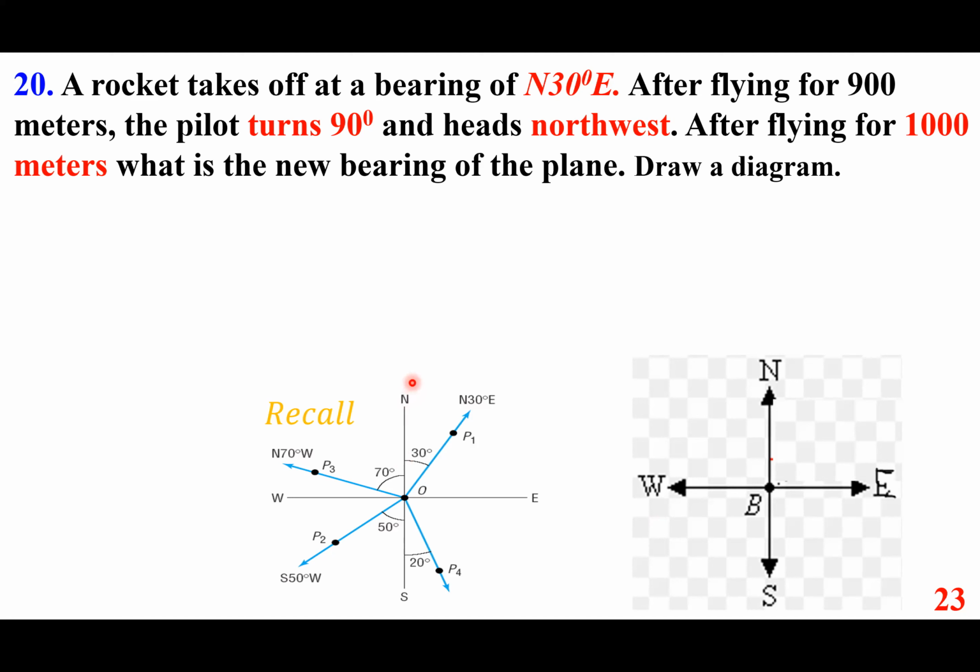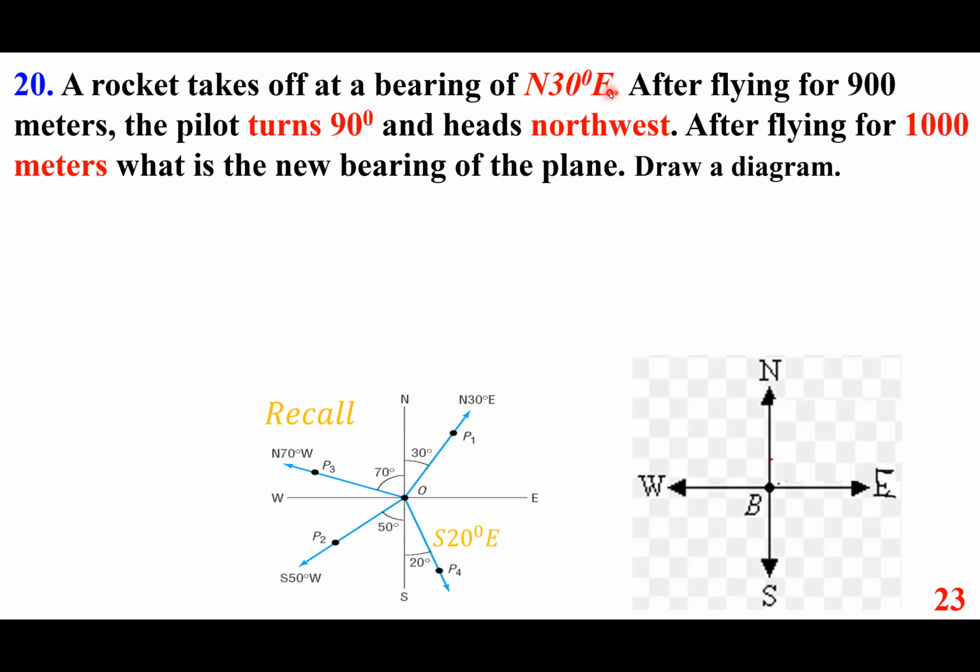either make north or south first and the closest angle to it. For example, this one is north, 30 degrees east. This one is north, 70 degrees west, and so on and so forth. So for example, this one, which we don't have the answer, is south, 20 degrees east. Just as an example to remind everybody of that.